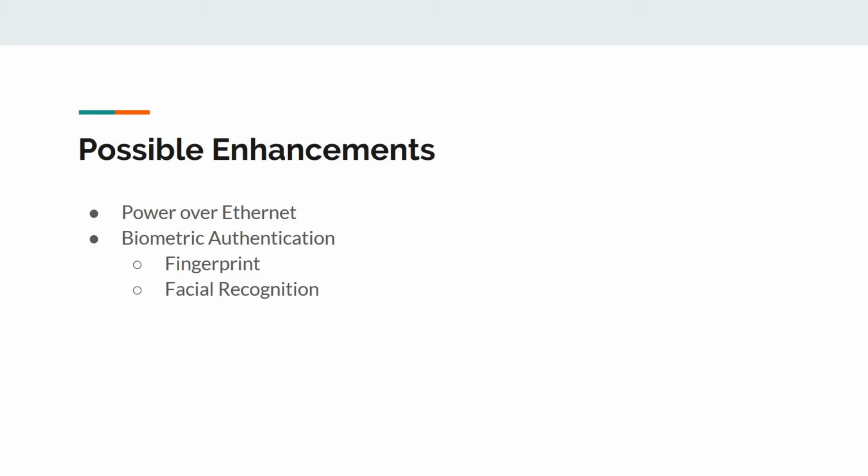Some things that I'd like to try in the future is power over Ethernet to do away with that power supply, just clean it up a little bit. And also biometric authentication, either fingerprint or facial recognition. One thing that I have heard about is people tend to forget their cards, their ID cards, and without some other form of authentication, they're not able to clock in. And so then the administrative assistants actually have to enter their time for that shift.